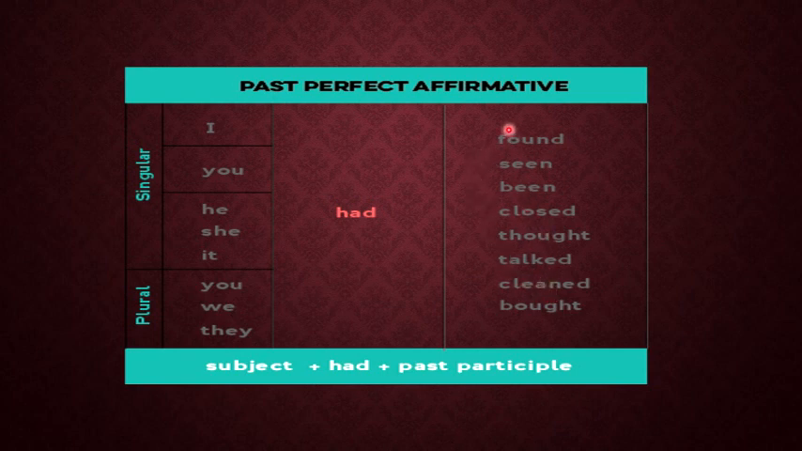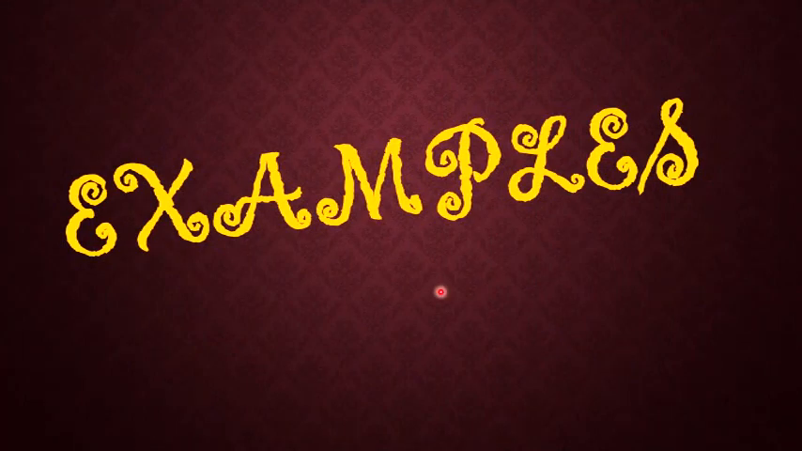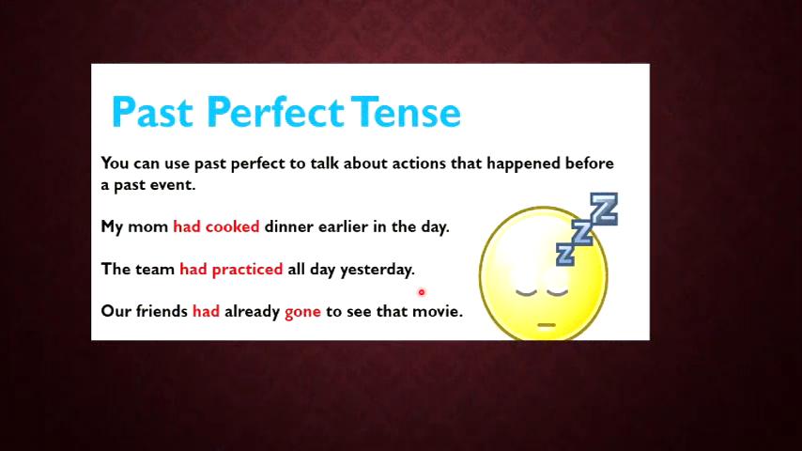Alright? So these are all past participle or third forms of your verbs. Okay? So the rule is very simple. Simply take had and put your third form of the verb. Now let us see some examples. You can use past perfect to talk about actions that happened before a past event. That is the main thing.